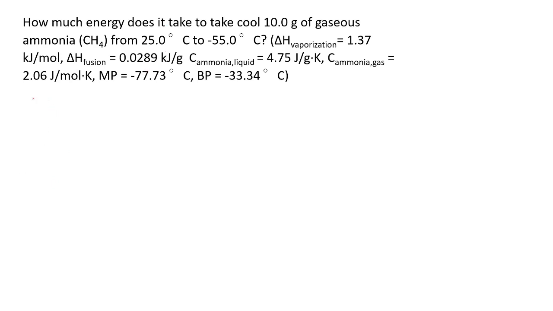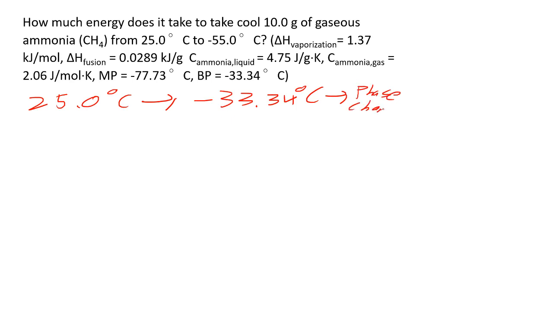So if I were to think of this just in terms of what I'm going to do, I'm going to go from 25.0 degrees Celsius. I'm going to shift that to negative 33.34. I'm then going to phase change. And specifically, we're going to condense. And then we've got to finish cooling down. So we're going to go to negative 55.0 degrees Celsius. I'll also note that we're cooling down. So since it says how much energy does it take, the answer is going to end up negative because I'm removing heat from the system, because that's how I'm going to cool something down.